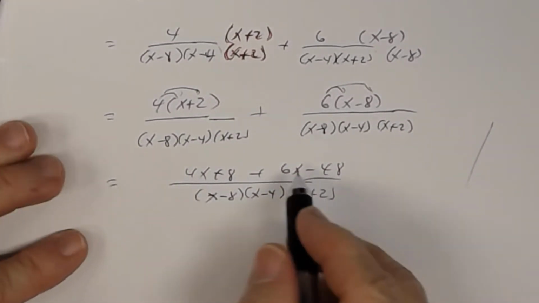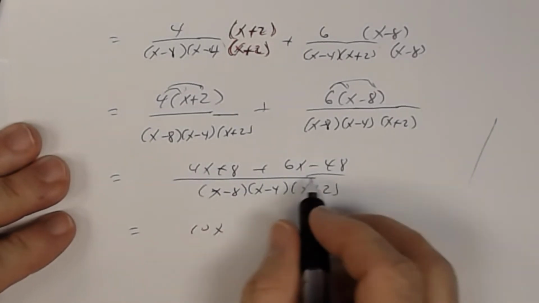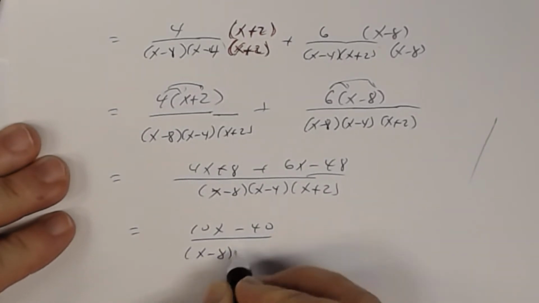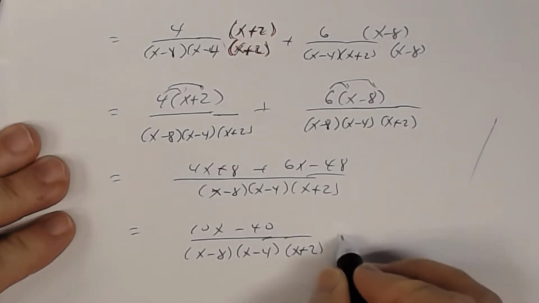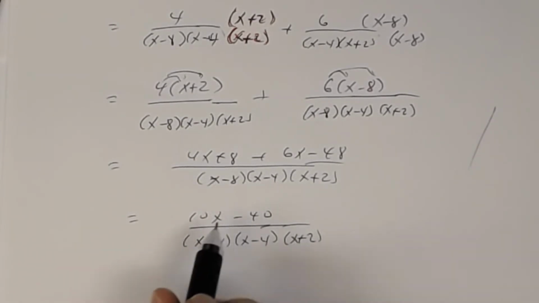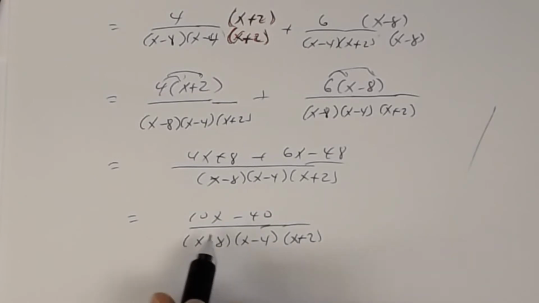Now, combining like terms, I get 4x plus 6x is 10x. 8 and a negative 48 is a negative 40, divided by x minus 8, x minus 4, x plus 2. Okay? Now, at this point, again, don't multiply this out. If you multiply this out, you're missing the point. So remember, the whole idea is to make sure that your rational expression is simplified. To determine if it's simplified, you've got to factor everything, the numerator and the denominators, and then reduce.